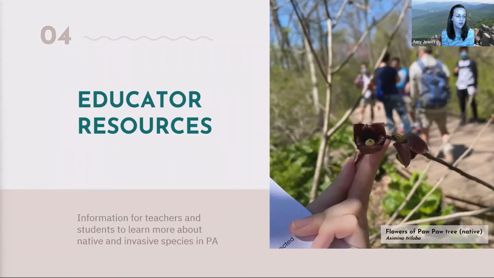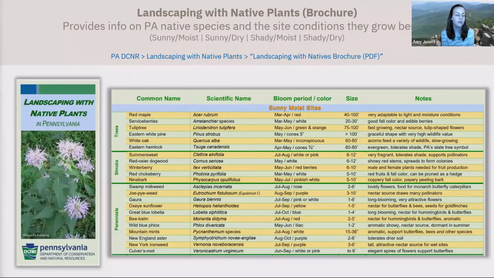Okay, so now I want to talk a little bit more about some resources that might be valuable to you as teachers for your students to learn more about what we're talking about here with native and invasive species. So the first thing I want to highlight, I just love this brochure. I think it's so awesome. It was made by the Department of Conservation and Natural Resources, DCNR, and it highlights a variety of species that are native to Pennsylvania. And it talks about the site conditions that they grow best in. So if you're interested in planting some native species, it's really important to know where they will do well, because some species require those sunny, dry locations.